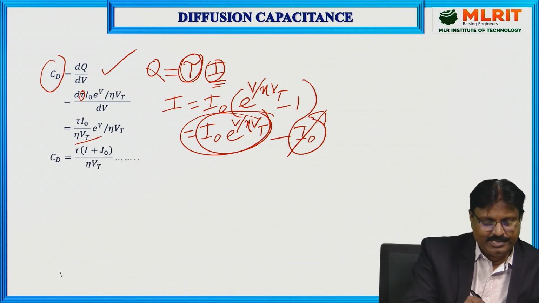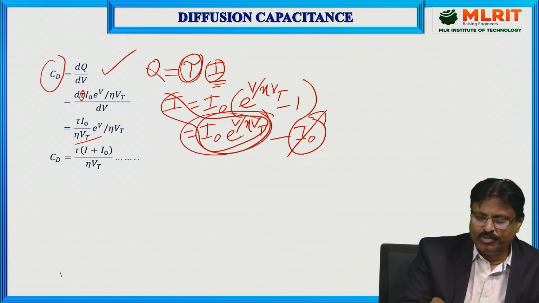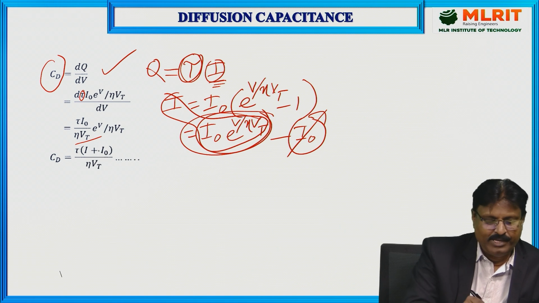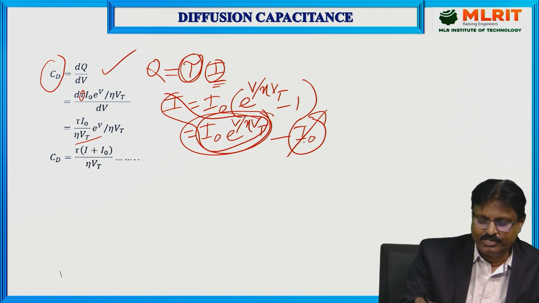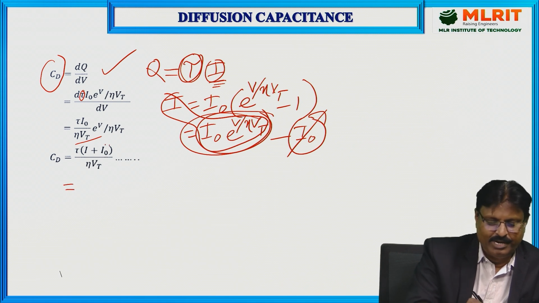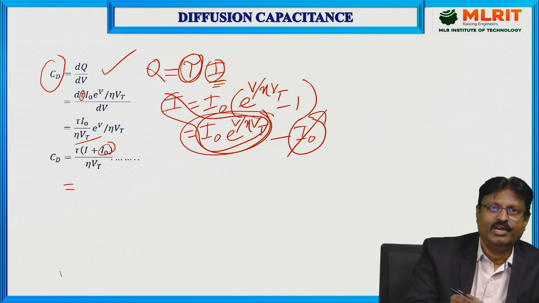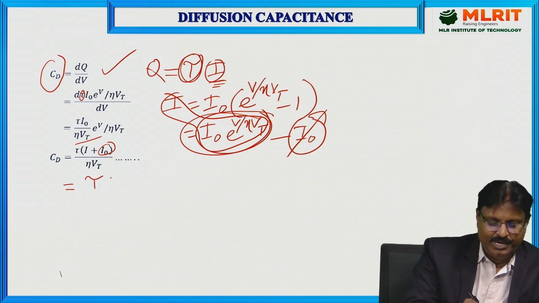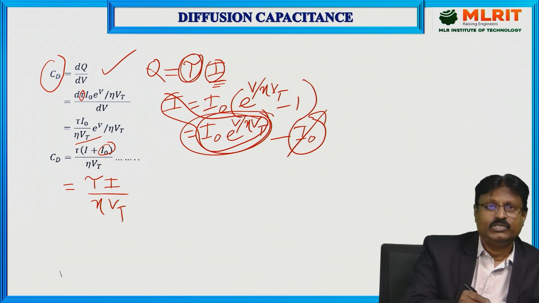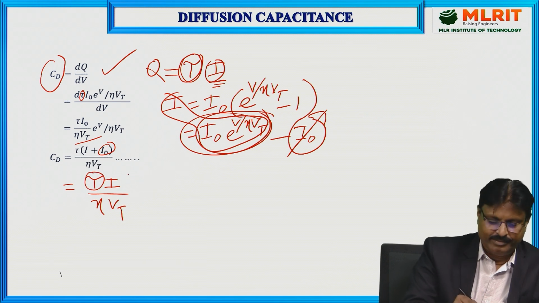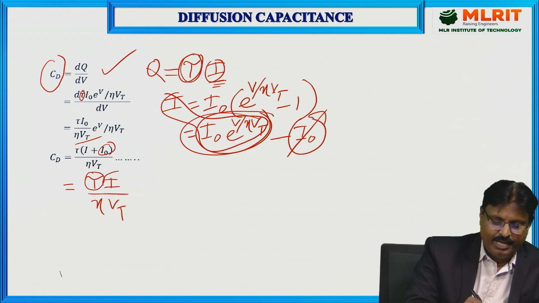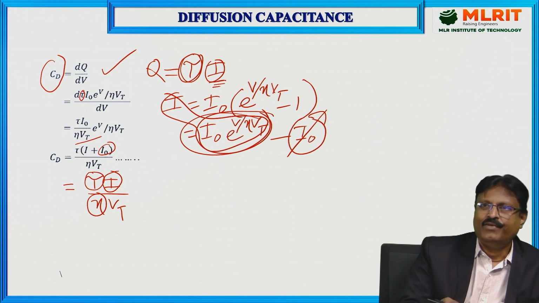So, using the equation I is equal to I naught e to the power of V by eta Vt, I naught into e to the power of V by eta Vt can be written as I plus I naught. I am neglecting I naught once again, as it is a very small reverse leakage current. So this can be written as tau into I by eta Vt. Here tau is the lifetime of the carrier, whether electron or hole, I is the current through the diode, and eta is the ideality factor of the material.